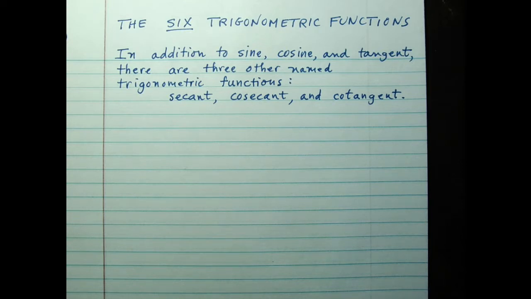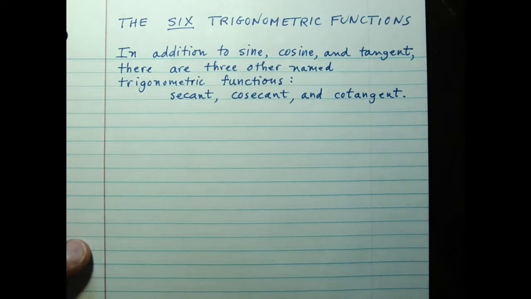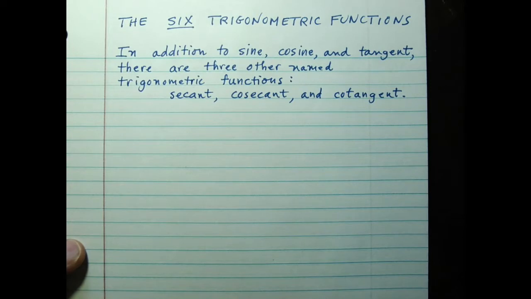I might already be wondering, like, where the heck is this going? Why do they need six? We can talk about that as we go along, but the fact of the matter is there are six. And so let's go ahead and define secant, cosecant, and cotangent.